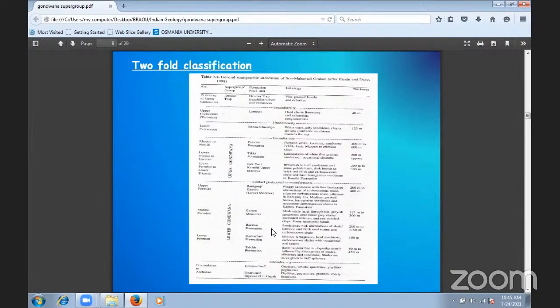The products are Spiriferina and Reticularia and others. And the Damuda group also consists of Karharbari, Barakar, Barren Measures, and Raniganj formations. And Karharbari consists of pebbly grits and sandstone. Fossils of Gangamopteris, Buriadia, Glossopteris indica, Gangamopteris, and Cyclopteris we can identify.